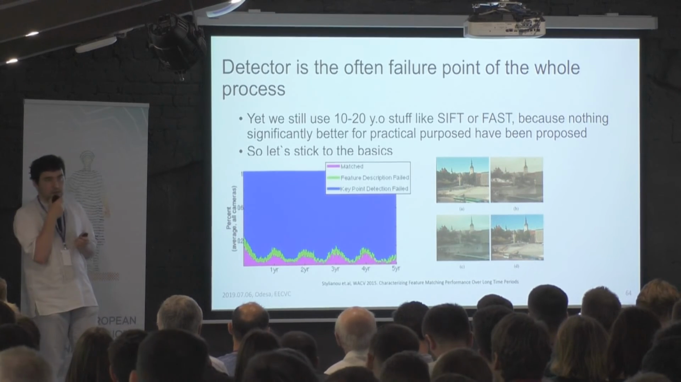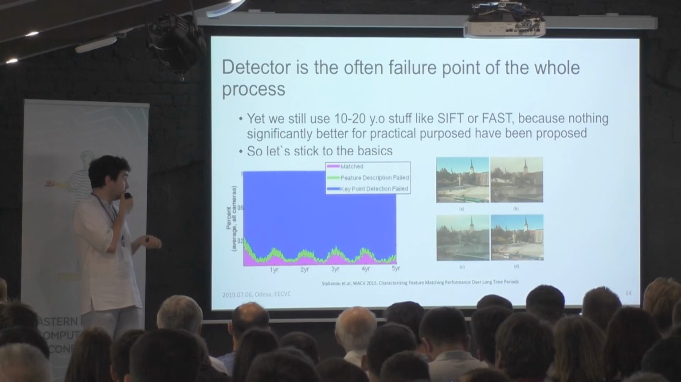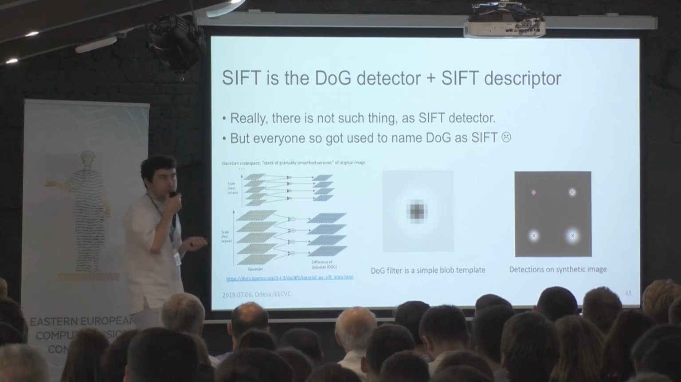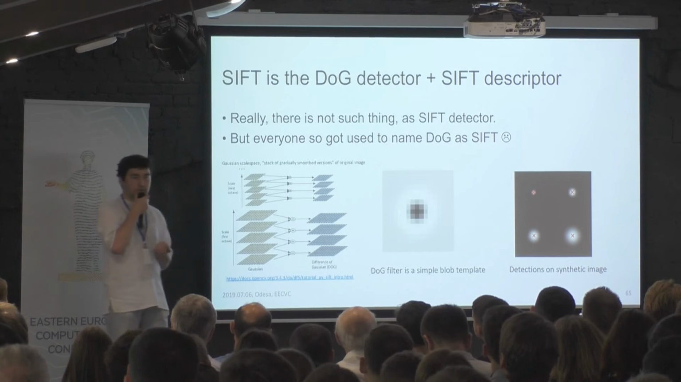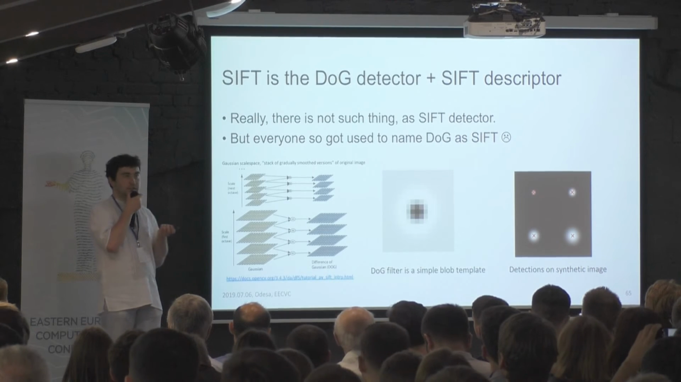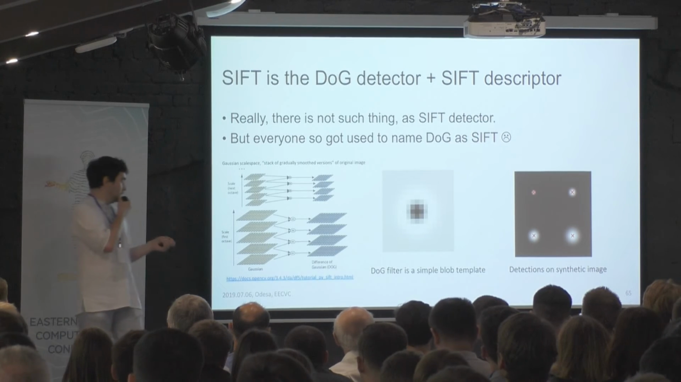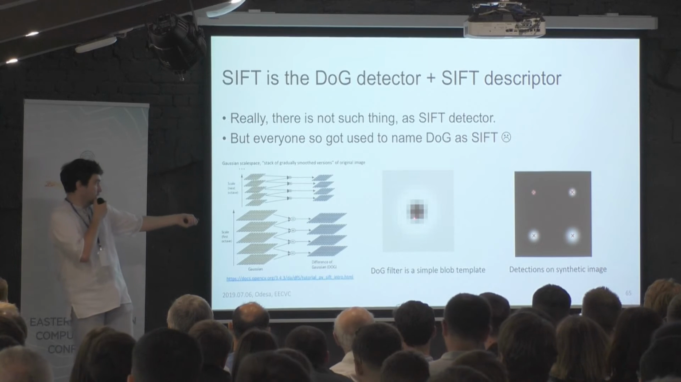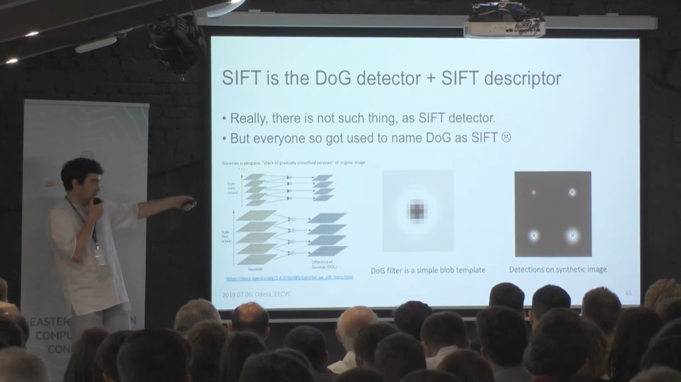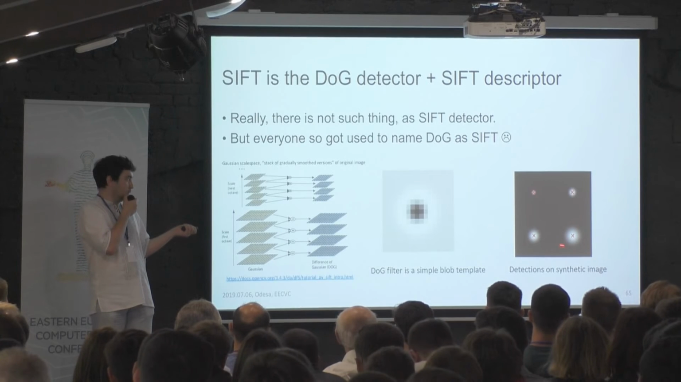So we still use stuff from 10, 20 years ago because it works the best. So let's review them. Because of OpenCV, people say, okay, here is the SIFT detector and descriptor, I will use this. And this really annoys me because there is a SIFT descriptor, but no such thing as a SIFT detector. It is just a simple difference of Gaussian, which is actually a very simple blob template. You take this patch and compare it with every patch of the same size in the image, and where there are such blobs, it fires.